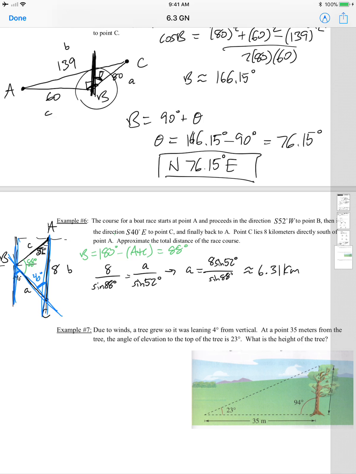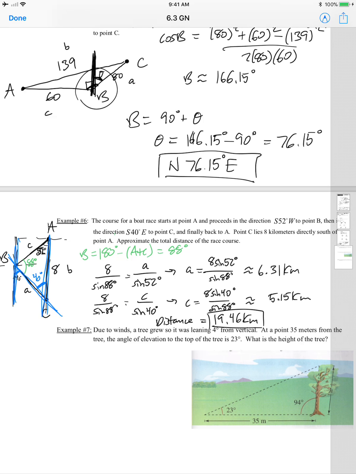To solve for C, I have B over the sine of B equals C over the sine of angle C. So C equals 8 times the sine of 40 degrees all over the sine of 88 degrees, which rounds to 5.15 kilometers. So my total distance is 6.31 kilometers plus 5.15 kilometers plus 8 kilometers for a grand total of about 19.46 kilometers for the race.